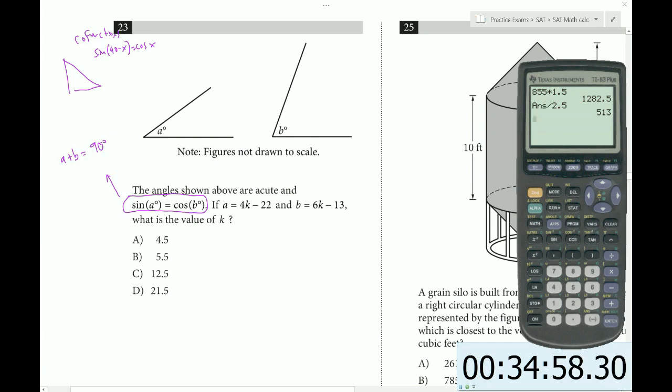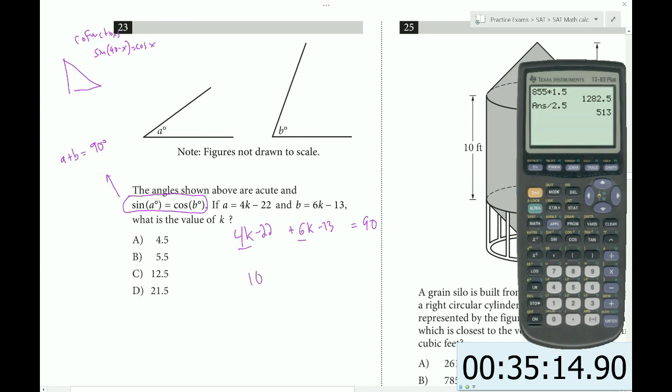Okay, so we know that a plus b is equal to 90. If a is equal to this and b is equal to that, what is the value of k? So we know that a plus b is 90, so we could just take the expression for a and the expression for b, add them together and set them equal to 90.